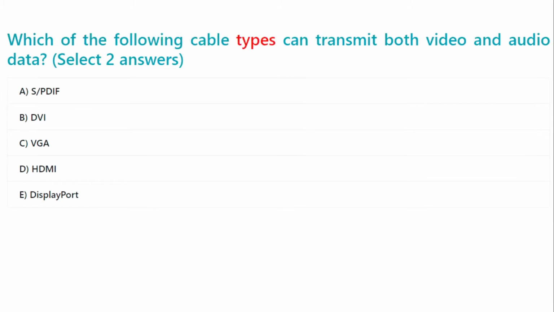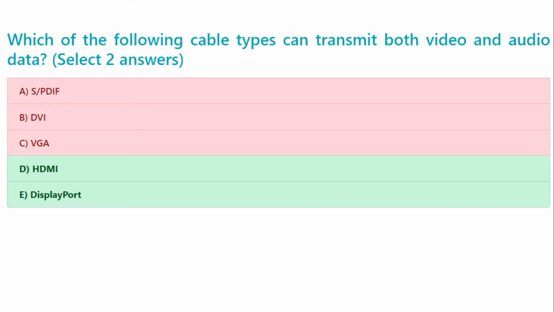Which of the following cable types can transmit both video and audio data? Select two answers. A. S/PDIF. B. DVI. C. VGA. D. HDMI. E. DisplayPort. The correct answers are D. HDMI. E. DisplayPort.